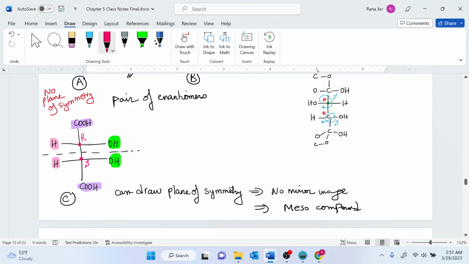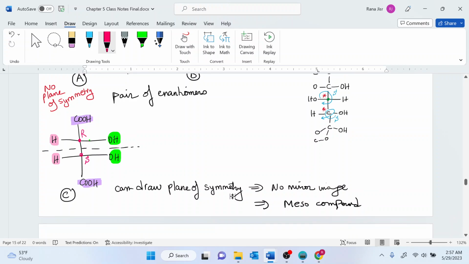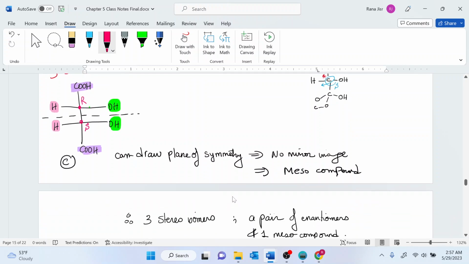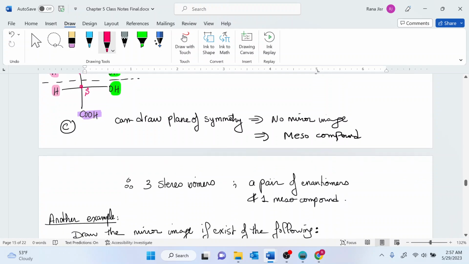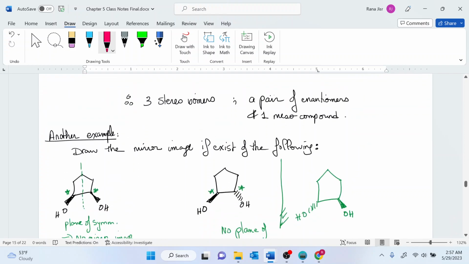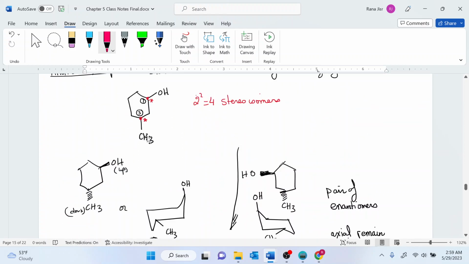So by definition, meso compounds are compounds that have the same groups around the chiral center. So you're able to draw a plane of symmetry across the molecule, meaning that the molecule will not exist as a mirror image. The molecule will still have chiral centers. But because you're able to draw a plane of symmetry, the molecule will not have a mirror image. So the molecule will exist as a meso compound, and it will be optically inactive, meaning that it is not capable of rotating the plane of polarized light.